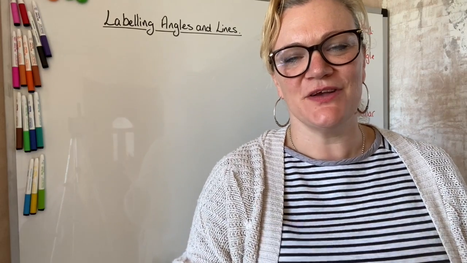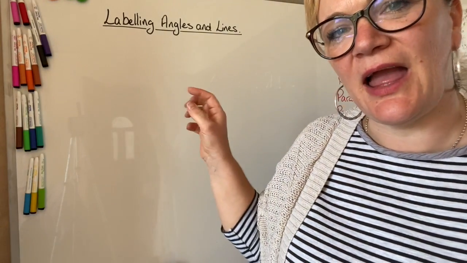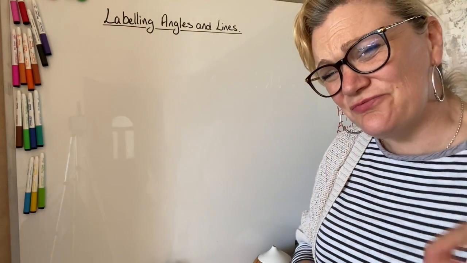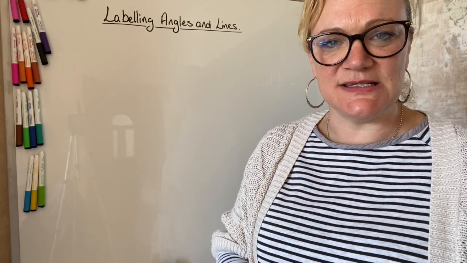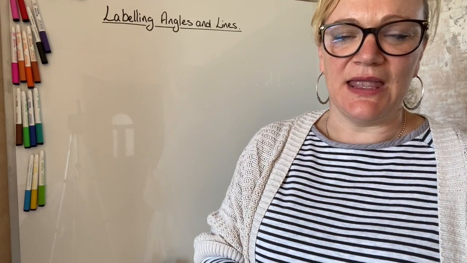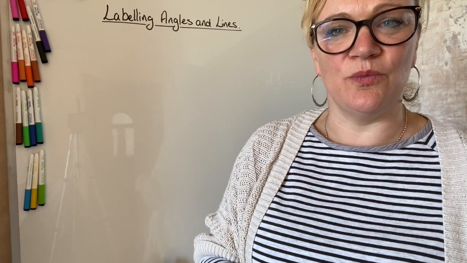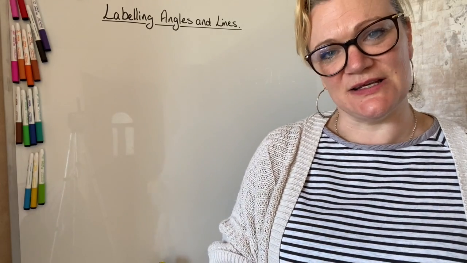So, first things first, we're talking about labelling angles and lines, and it's really important that we remember how we can label these lines and these angles in shapes, so that we know exactly what we're talking about and what the question is asking us.